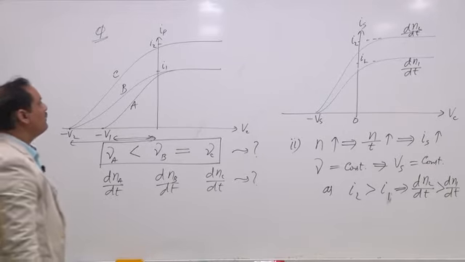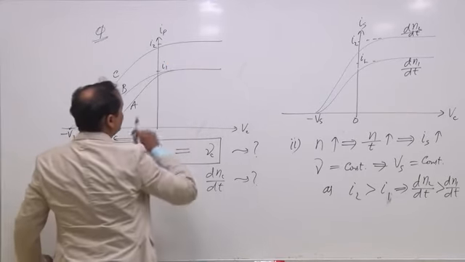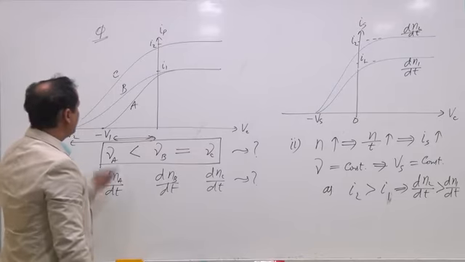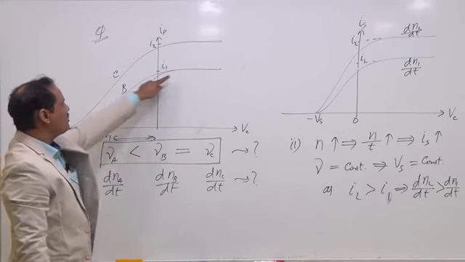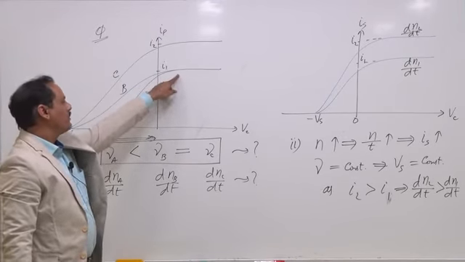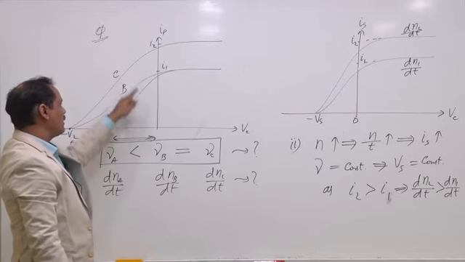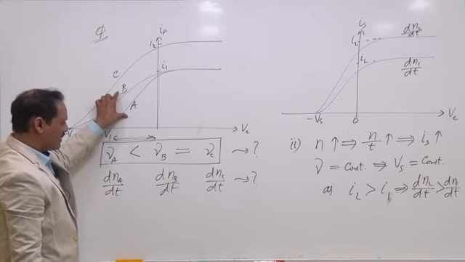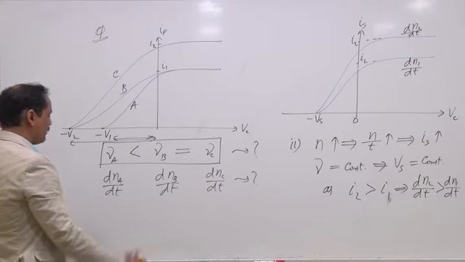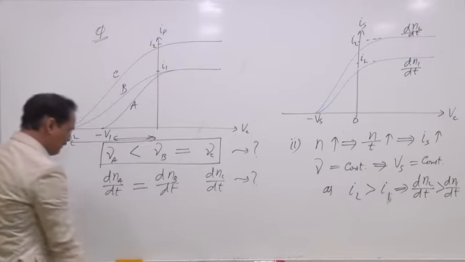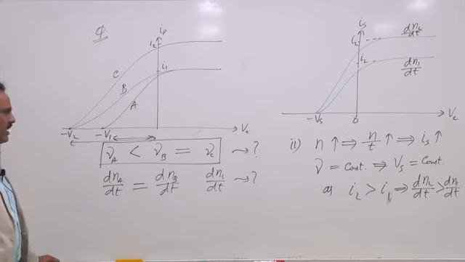Now let us think of the rate of incidence of photons. We can see for A and B the saturation current is the same. As the saturation current for these two are the same, the rate of incidence of photons on these two are equal. That is, dNA by dt is equal to dNB by dt.